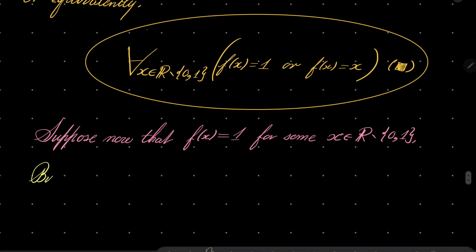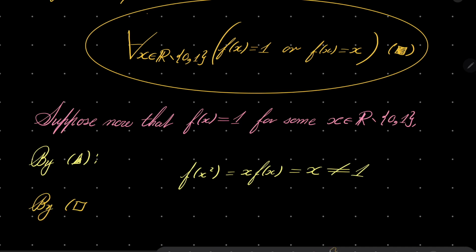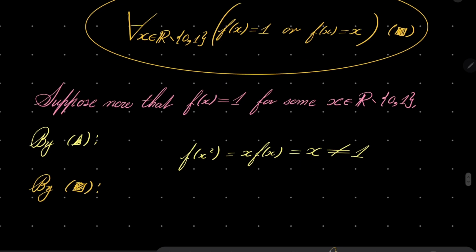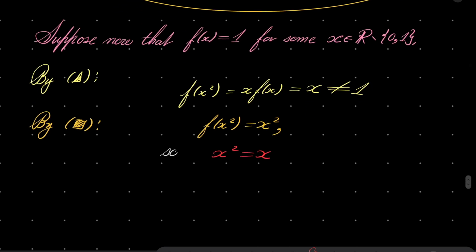So by our condition triangle, f of x squared equals x times f of x equals x, because f of x, I'm supposing that it is 1, and x is not 1. So by our condition square, since it's not 1, it must be x. By our condition square, f of x squared must be equal to x squared. It can't be 1. We have demonstrated that it can't be. So we have the following problematic equation: x squared equals x, which is contrary to the supposition that our number is neither 0 nor 1. Contradiction.